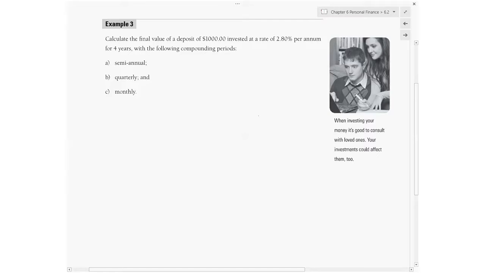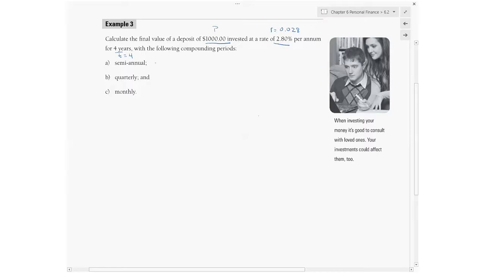Here we want to calculate the final value of a deposit of $1,000, so that's our principal, invested at a rate of 2.8%, so we need to change that to a decimal, so it's 0.028 per annum for 4 years. So this is my term, t, is 4, with the following compounding periods.